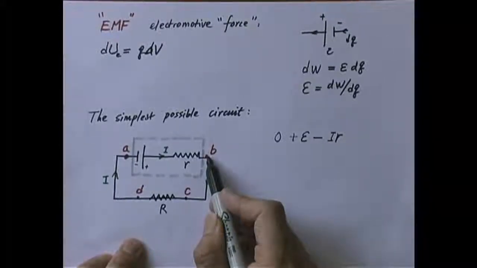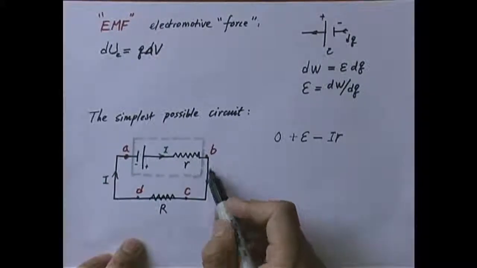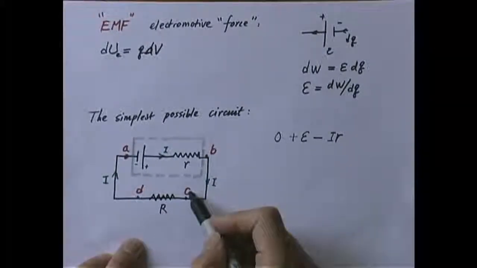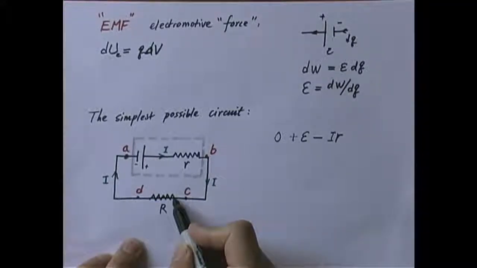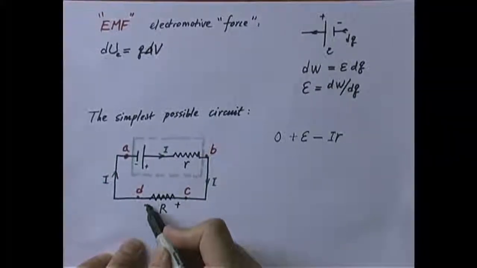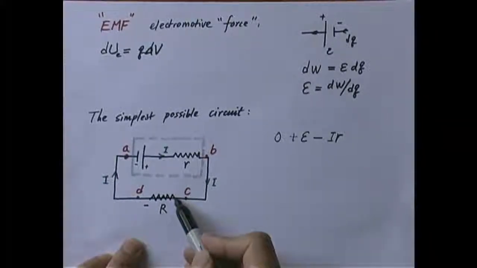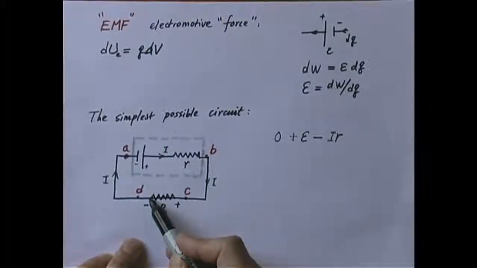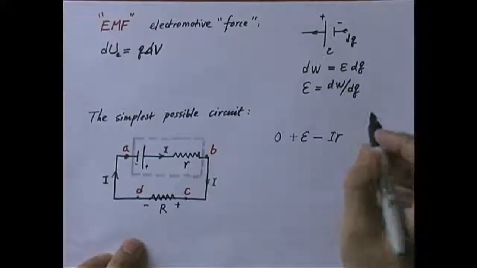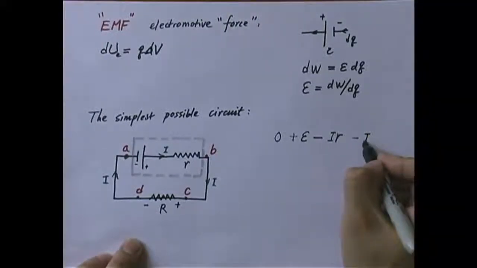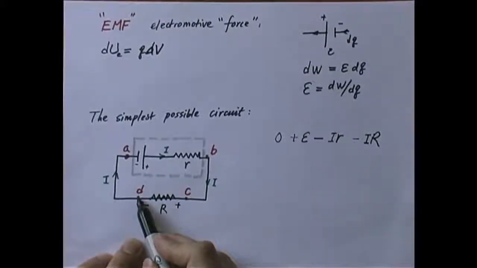Now, once you're at point B, you flow to point C. They have the same potential because I'm assuming the wire has no resistance. This will get you to this end of the load, which has a higher potential than that end. Why? Because the current always flows from the positive to the negative terminal of the resistor. As it flows, the potential decreases by how much? Again, from Ohm's law, minus I times big R, right? This will get you to point D.